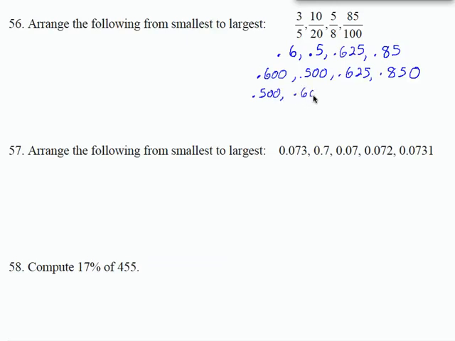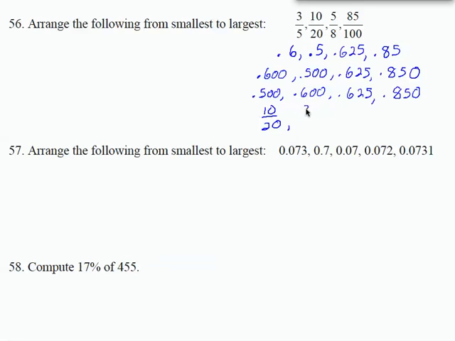So arranging these numbers in order from smallest is 0.500. Then I have 0.600, then 0.625, then 0.850. If I take these numbers back to their fraction representations, 0.500, that was 1/2, which was 10 over 20.